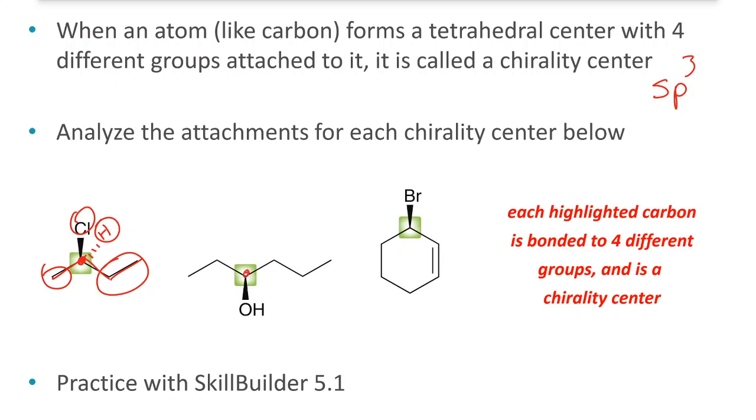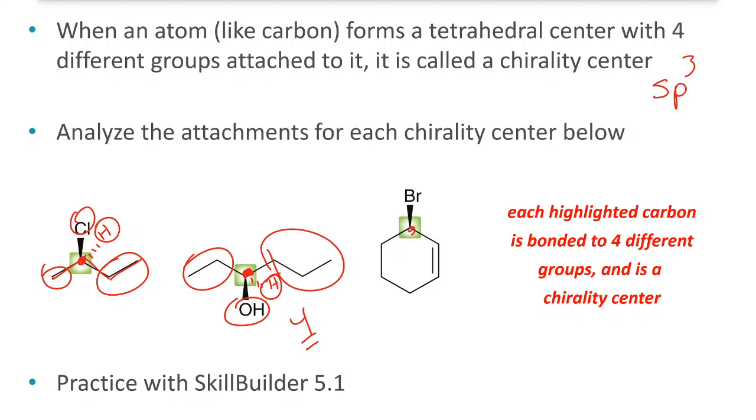The next molecule has an OH group, a hydrogen, an ethyl, and a propyl group. So there are 4 different things attached, so this is a chiral carbon.